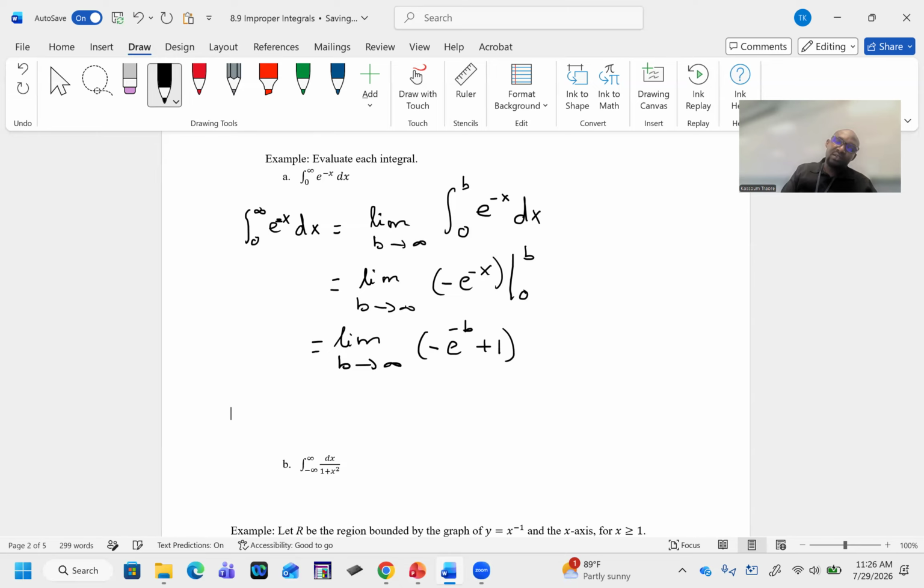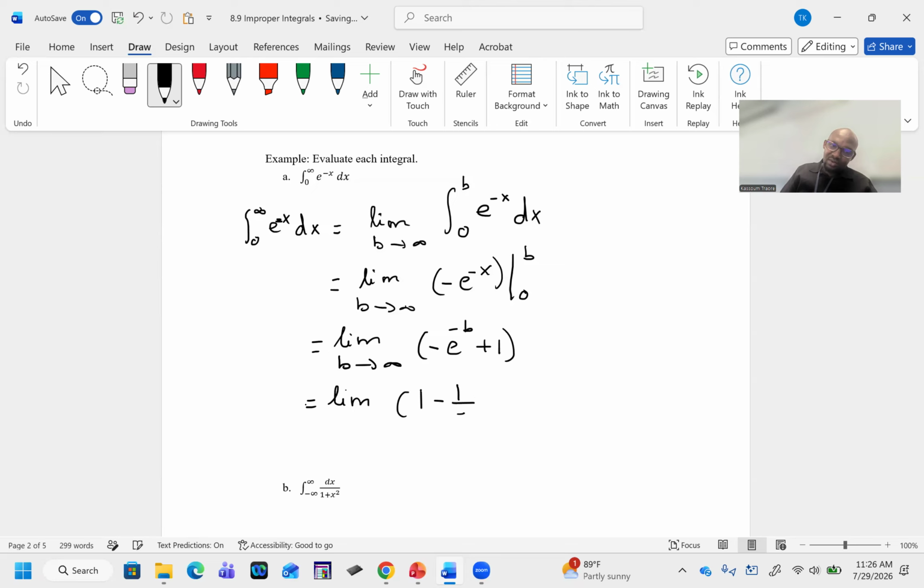That will be my final answer, which you can see is the same thing as the limit of 1 minus 1 divided by e to the power of b as b goes to infinity. So this will be 1 divided by infinity, which is 0, and 1 minus 0 is 1. So this limit is equal to 1. So that will be my final answer. That means the integral is equal to 1.